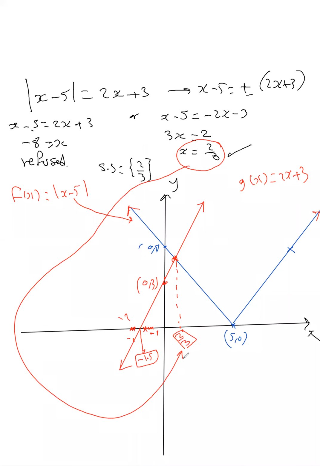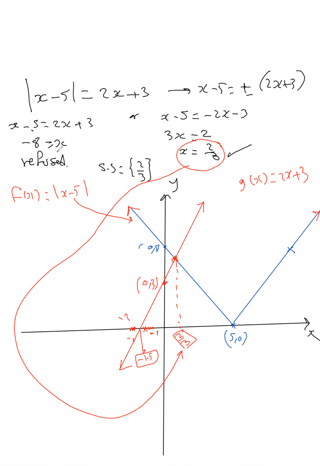Okay, again. Absolute value of x minus 5 equals 2x plus 3. To solve this equation algebraically, remove the absolute value signs and put this expression one time with positive and the second time with negative and find the value of x.